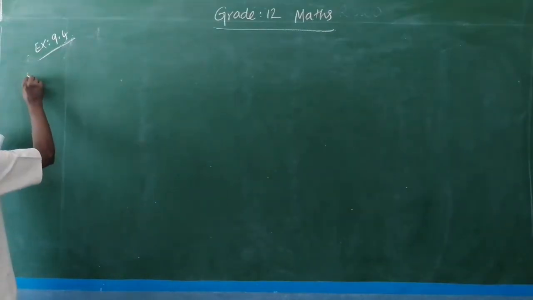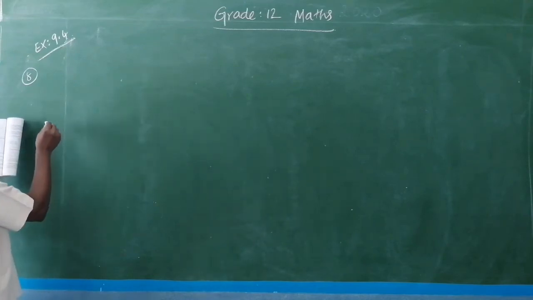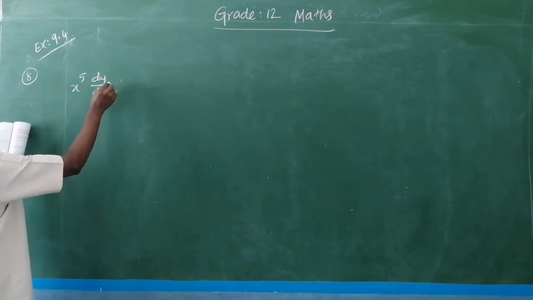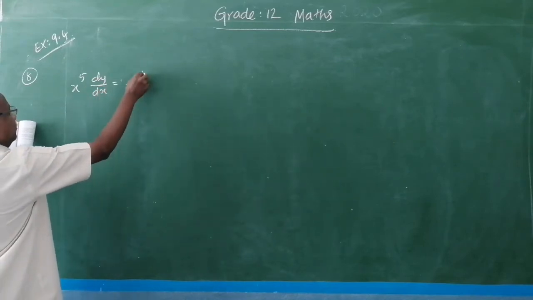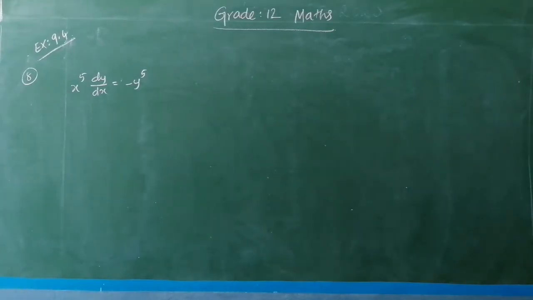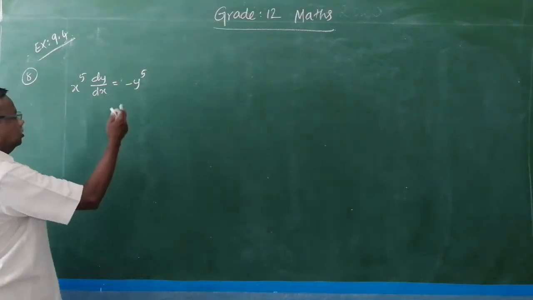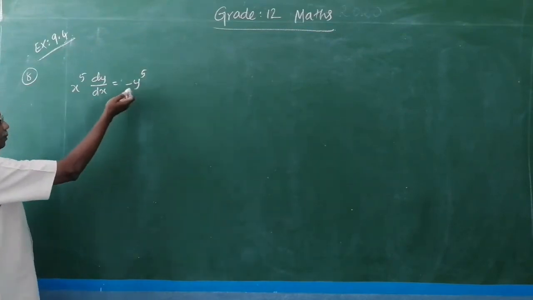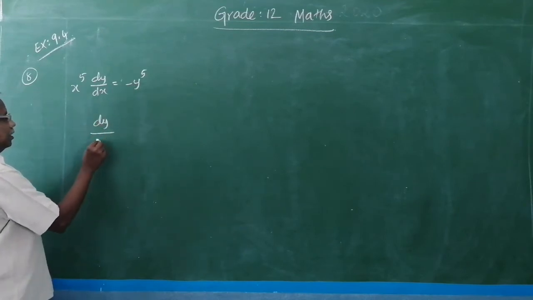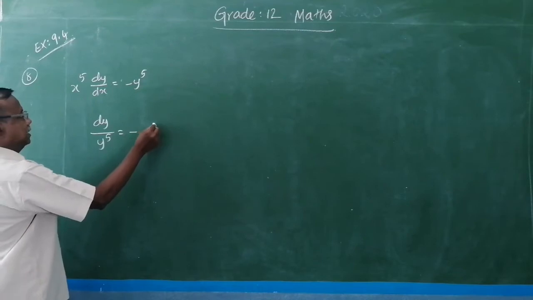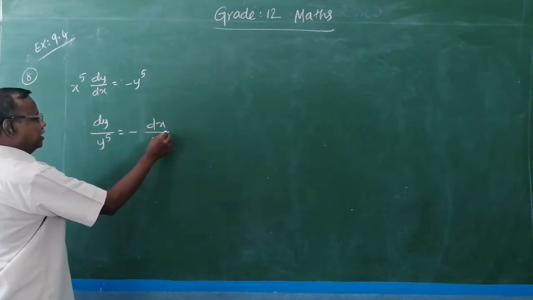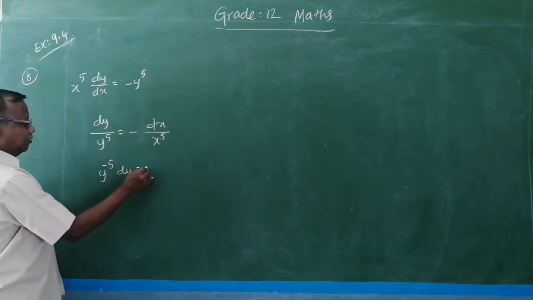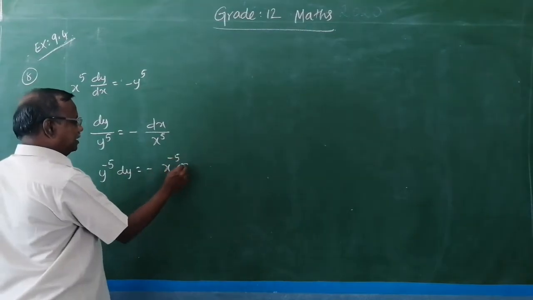Question number 8. x⁵ dy/dx = −y⁵. We have to separate the variables. Bring x⁵ from the denominator dx to the right side, and bring y⁵ to the left side. That is dy/y⁵ = −dx/x⁵. This can be written as y^(-5) dy = −x^(-5) dx.